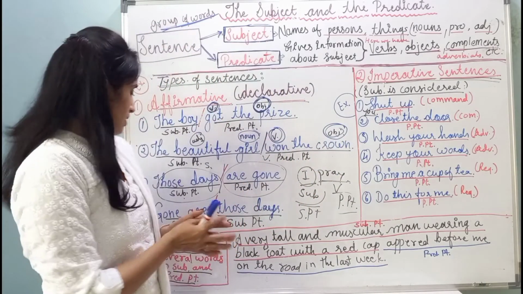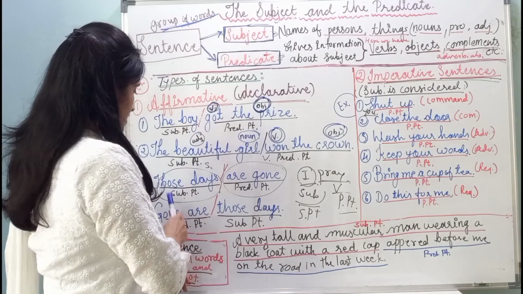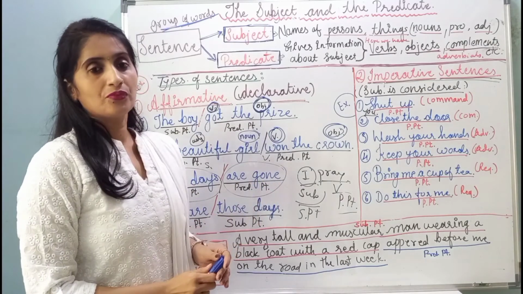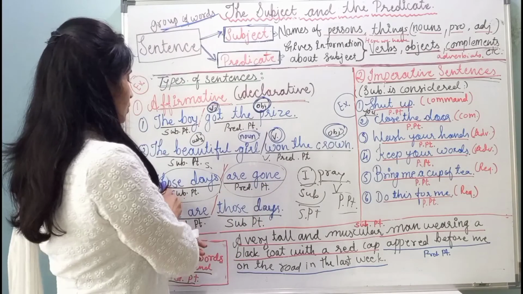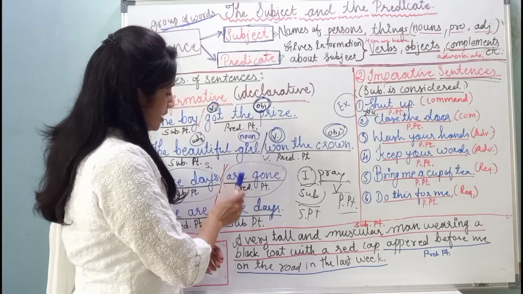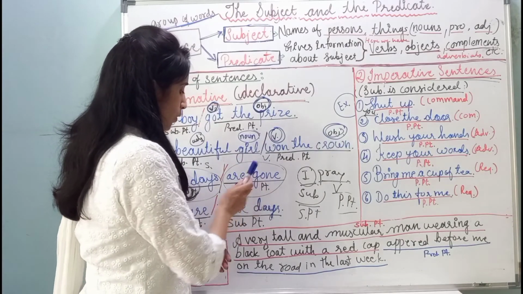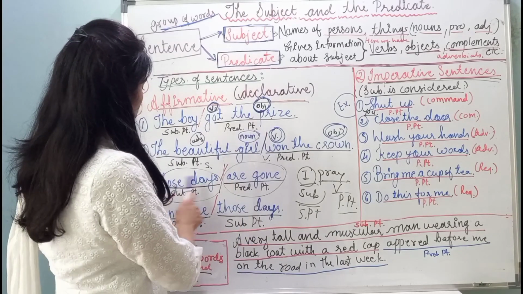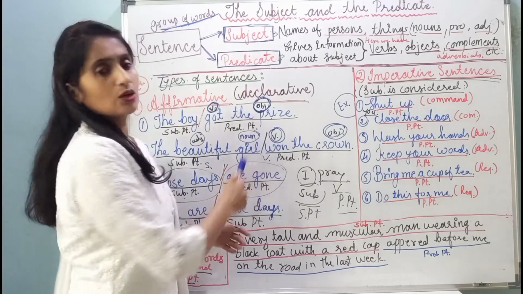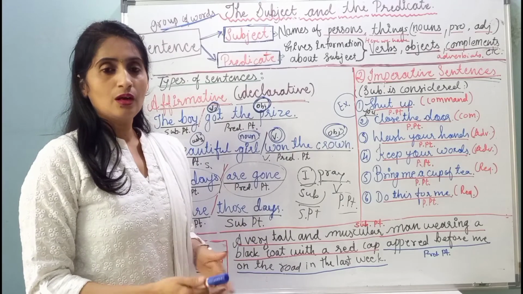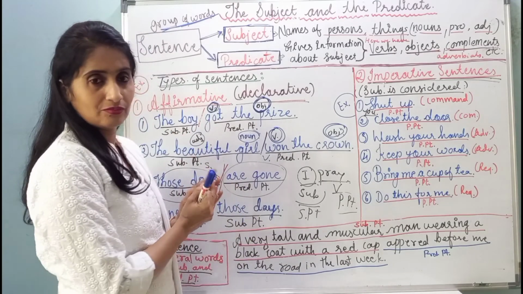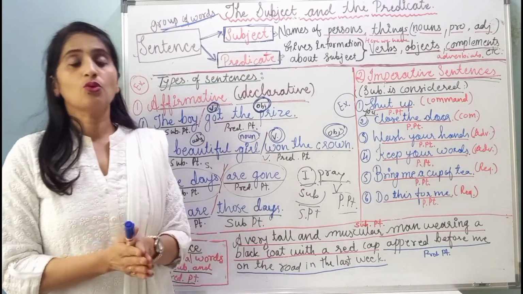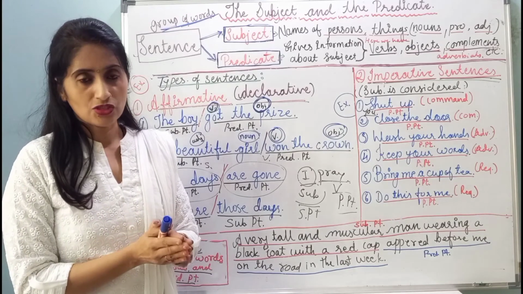Find it. The third sentence is, those days are gone. In this sentence, those days is the subject part and are gone is the predicate part. Why? Because those days is the subject and are gone is the verb. We know that the predicate part is also called the verb part.